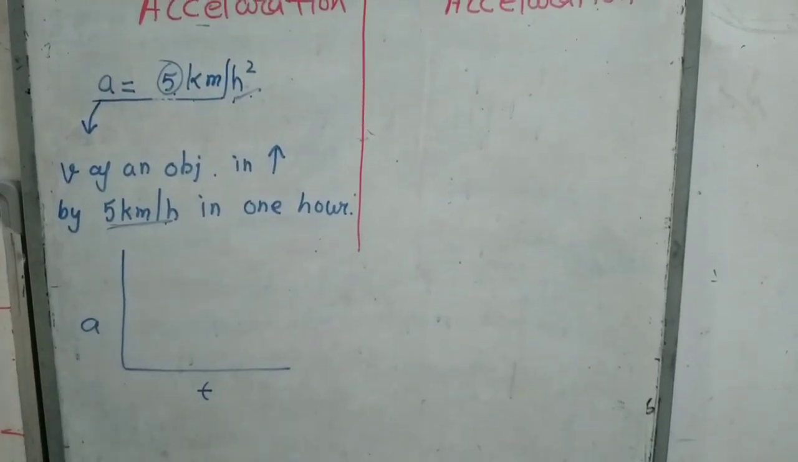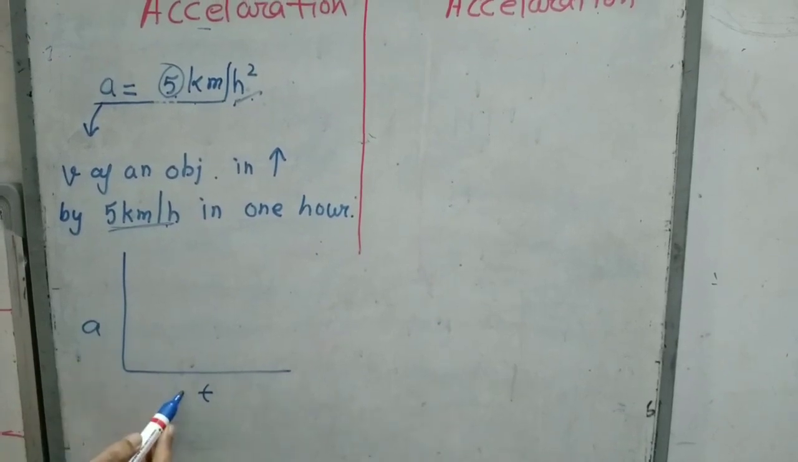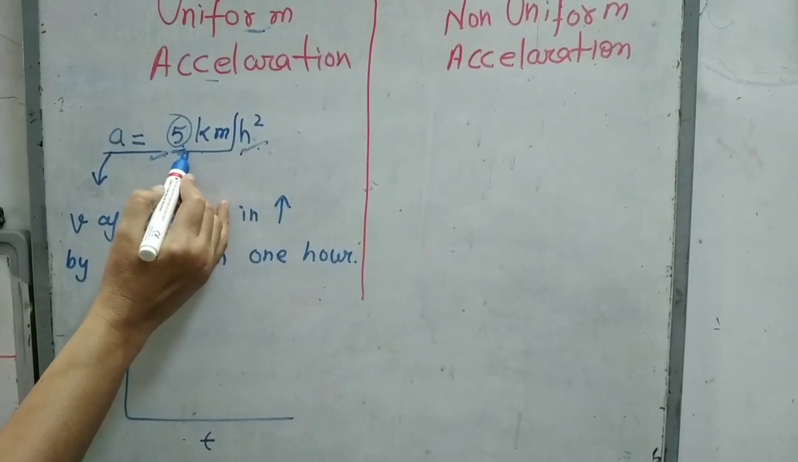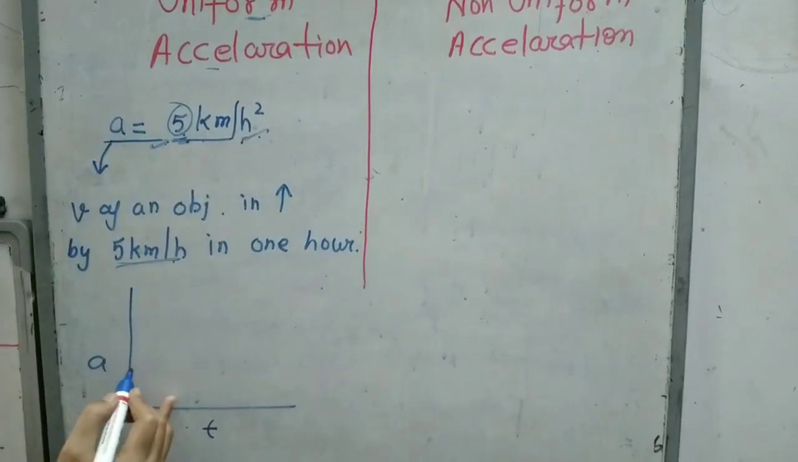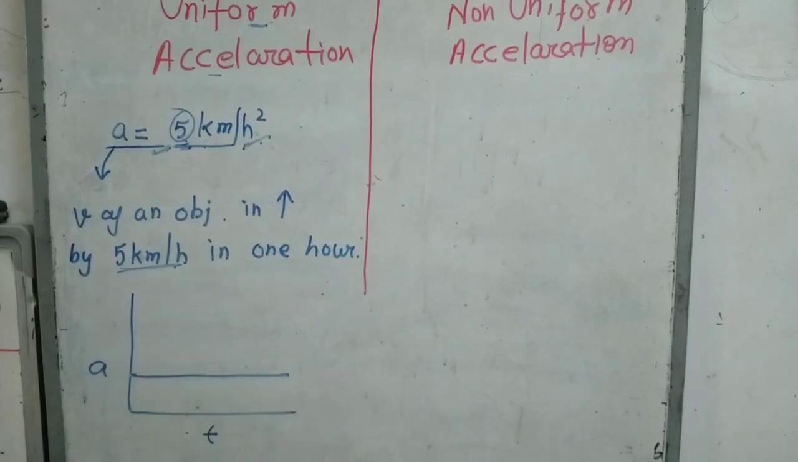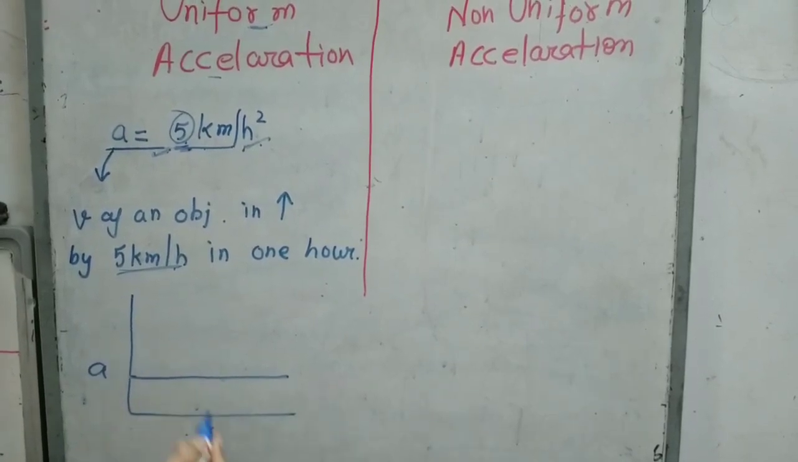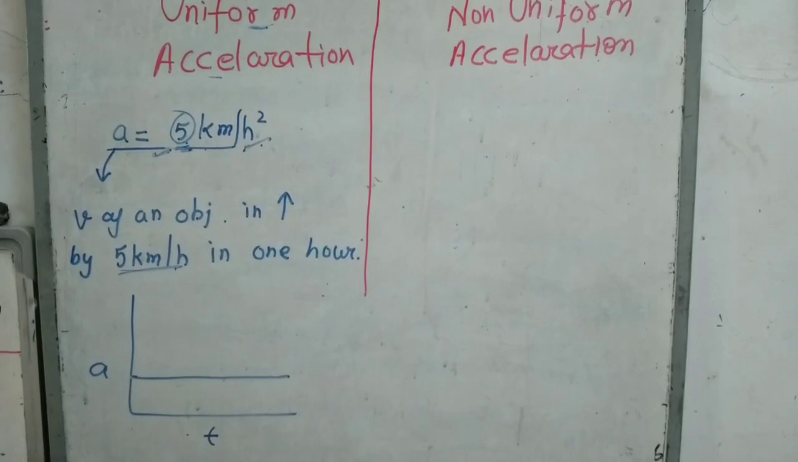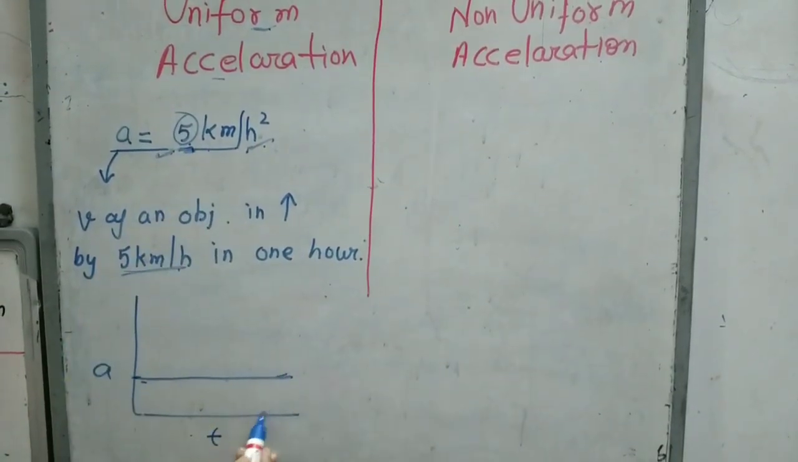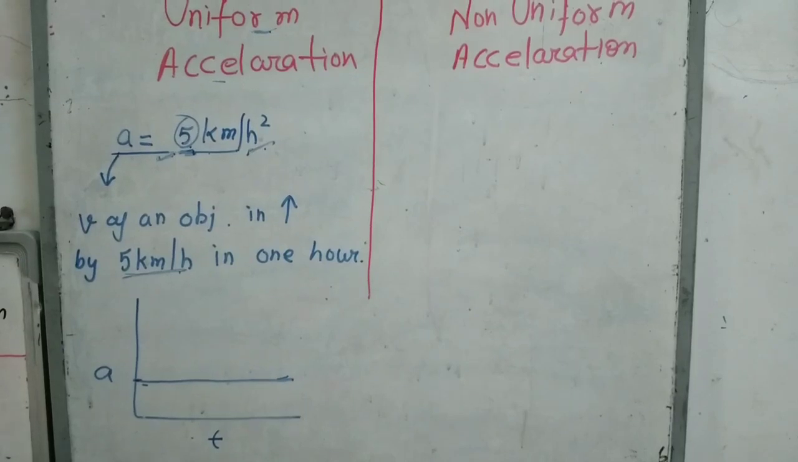So if we have uniform acceleration, showing it on the acceleration time graph, we can see the acceleration is constant at 5 km per hour square. So suppose this will be the interval of 5 km per hour. So what will be the graph? The graph will always be parallel to the time axis because acceleration is constant. So it will draw a parallel line towards the time axis.